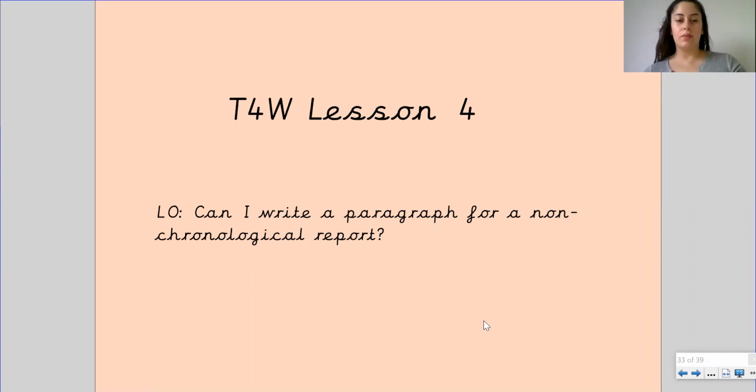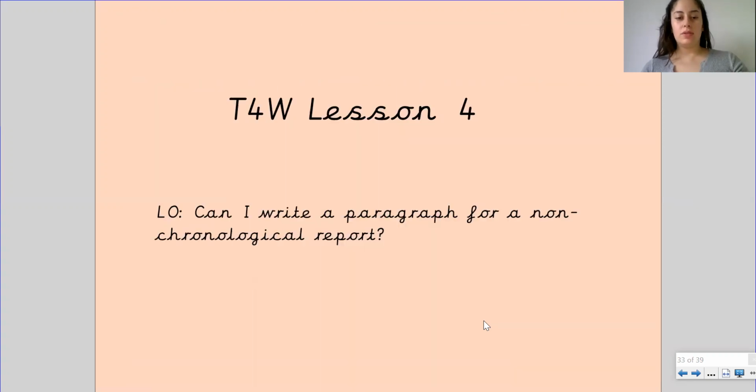Yesterday, we went over the text map again and identified the key features of a non-chronological report. In the live session, you didn't tell me anything that you particularly struggled with. We just discussed the meaning of non-chronological report again, which I'm also going to give you as a reminder. So a non-chronological report is factual, so it's non-fiction, and it is not in time order, so non-chronological.